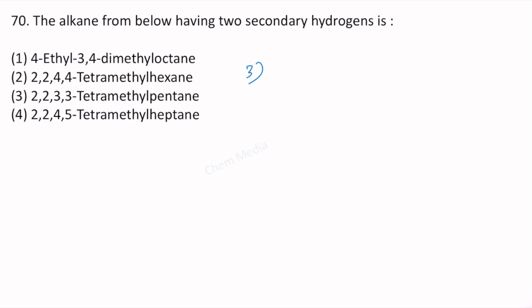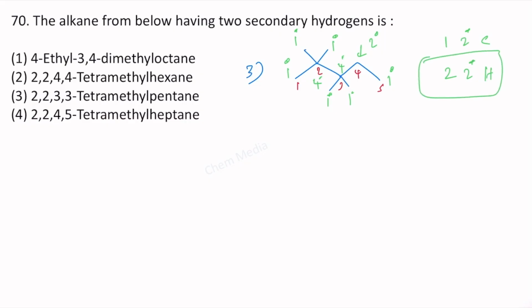Number 3, we have 2233 tetramethyl pentane. So, 1, 2, 3, 4, 5, 2 position 2 methyl groups, 3 position 2 methyl groups. Let us number it. We have primary carbon here, here as well as here. We have quaternary carbon here, quaternary carbon here, primary, primary. This position is secondary and this is primary. So we have only one secondary carbon, that means we have two secondary hydrogens here. Therefore, this is the correct answer.